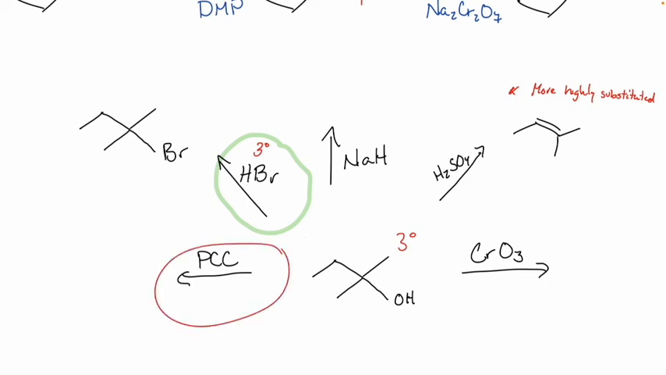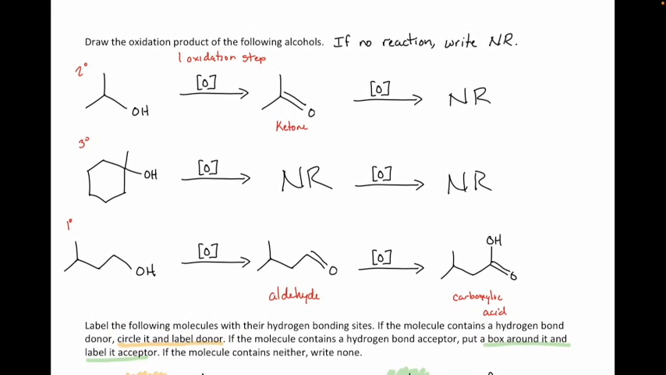All right, and then for my PCC and my chromium 6 oxide, what are they going to do to my tertiary alcohol? They are going to oxidize, except I have a tertiary alcohol. Can I oxidize tertiary alcohols? No. So they're not going to do anything to this particular compound. Remember that little cheat sheet that we created at the top of that previous page. It doesn't matter, because I have a tertiary alcohol, so I'm going to have no reaction.